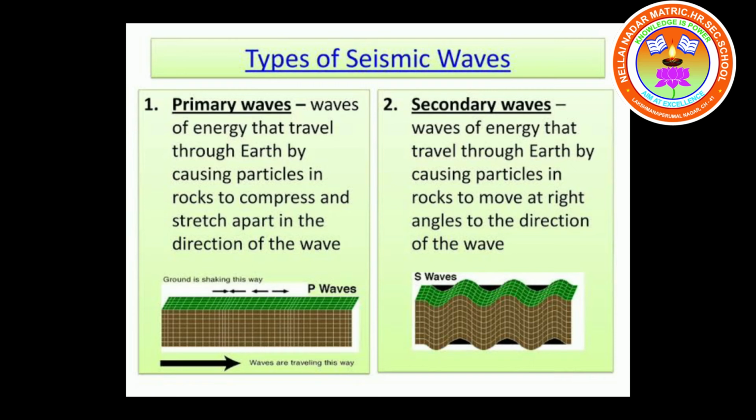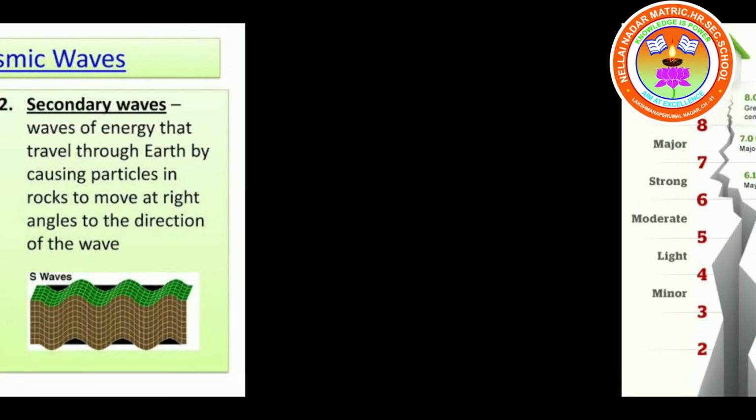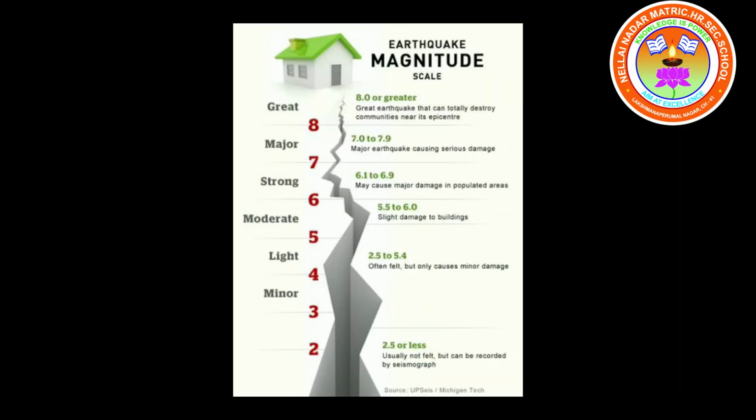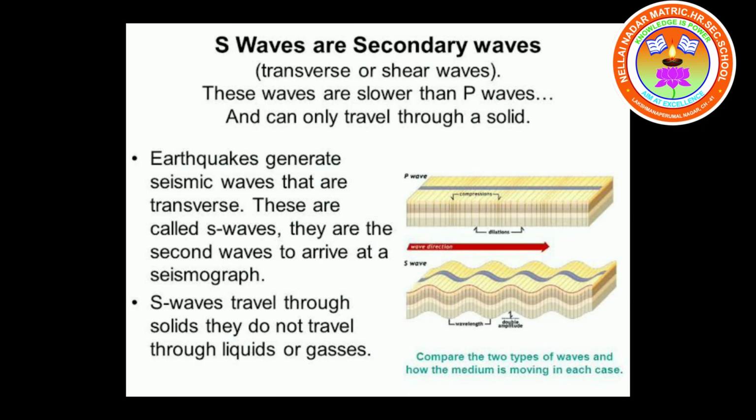Secondary or S wave, it travels only through the solid. These transverse waves shake the ground perpendicular to the direction in which they propagate. The average velocity of these waves is 1 kilometer per second to 8 kilometer per second. Here on the screen it is given, children.